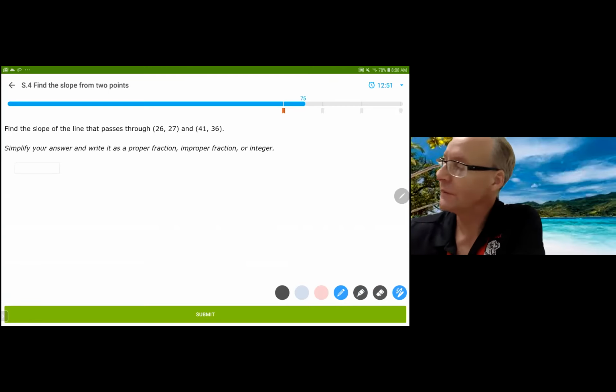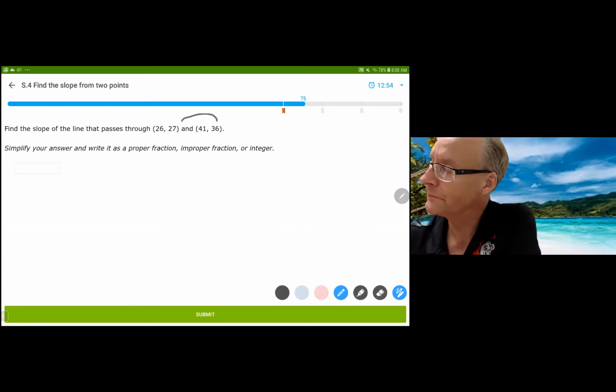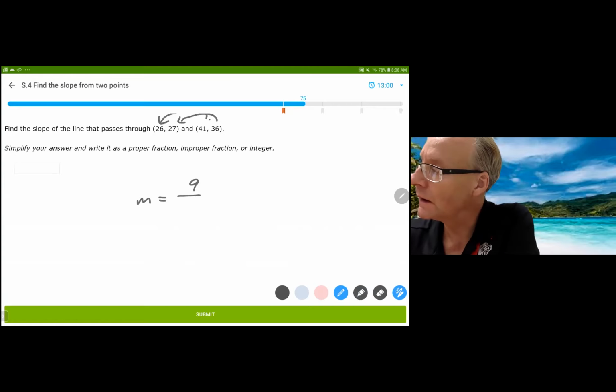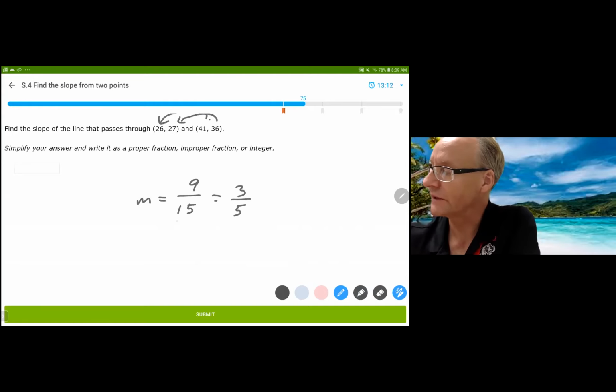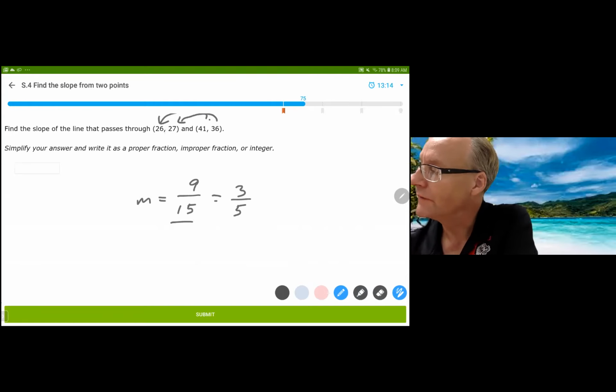All right, 36 minus 27 is 9. And 41 minus 26 looks like 15, huh? Now, the bad news is that's not reduced. You got to reduce that fraction by dividing by 3. That's 3 over 5. And just double check my 15 here. 15 and 26 does make 41. Yep, looks like it's 3 over 5.